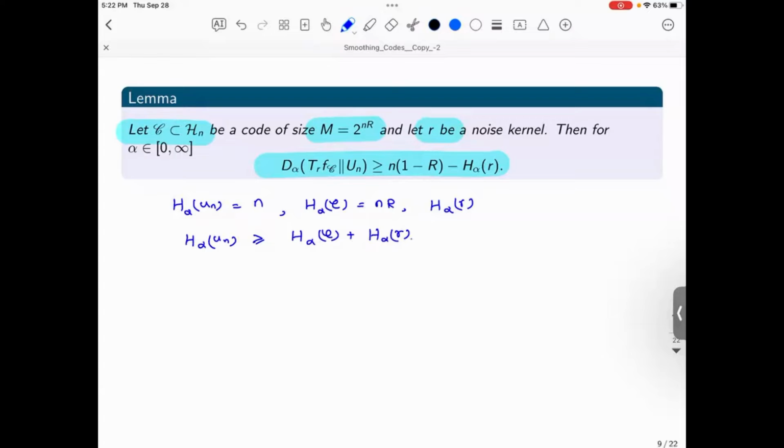So what this means is, if H alpha of U n is greater than the sum of these two, then the convolution, sorry, this should be FC, may not approximate the uniform distribution in terms of alpha Rényi divergence. This is kind of intuitive. If you quantify randomness in alpha Rényi entropy and you don't have that much randomness in both your sources, then you cannot approximate a distribution that has high randomness. So this is okay.